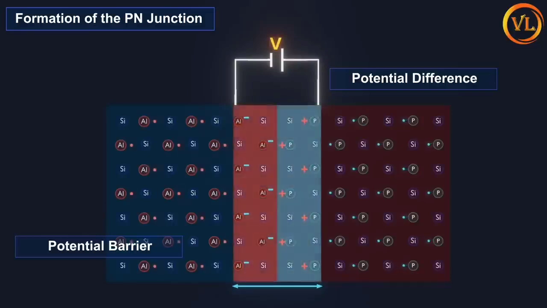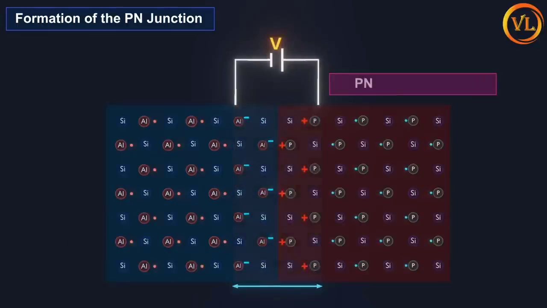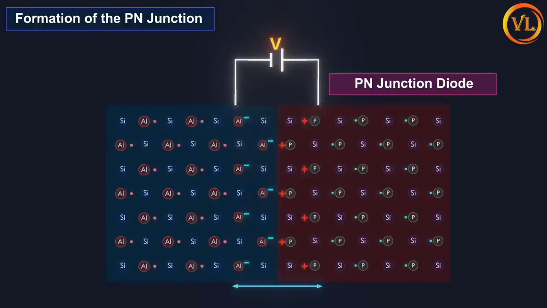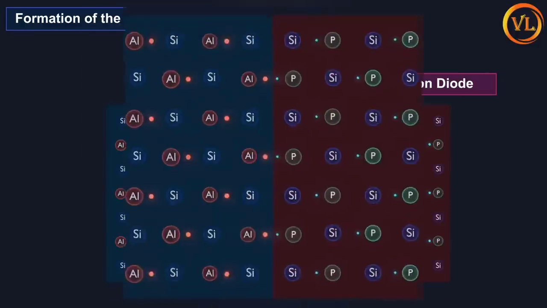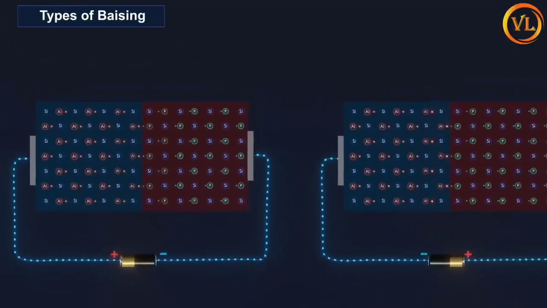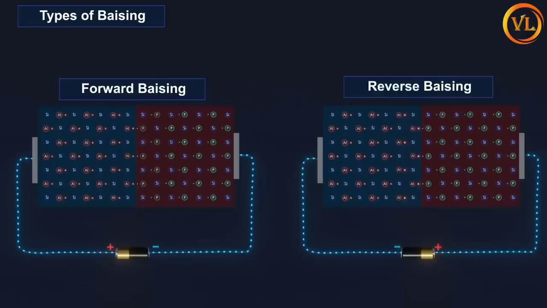Formation of the PN junction. The PN junction diode is mostly used. The PN junction diode in forward bias is non-linear. This is not a straight line. That non-linear characteristic illustrates that during operation of the PN junction the resistance is not constant.